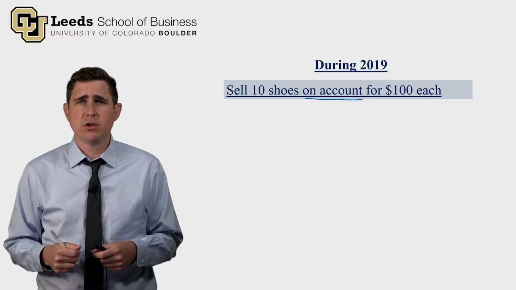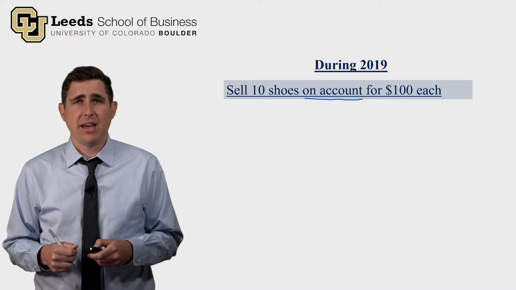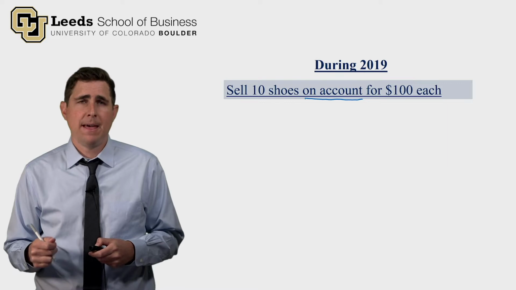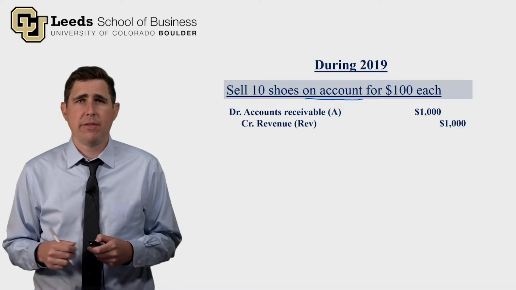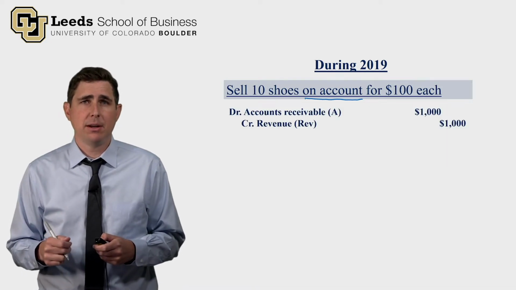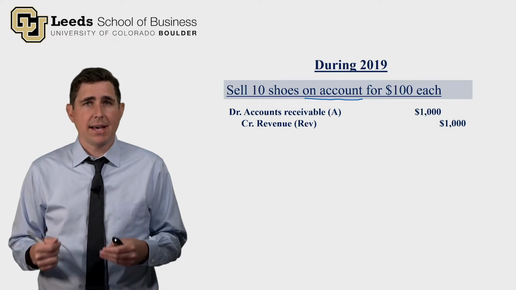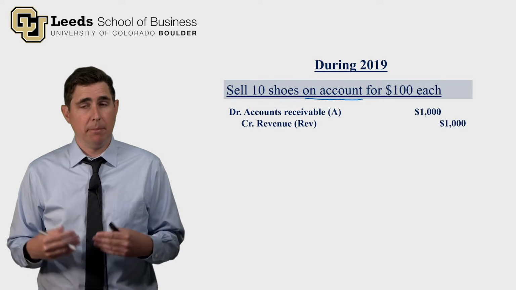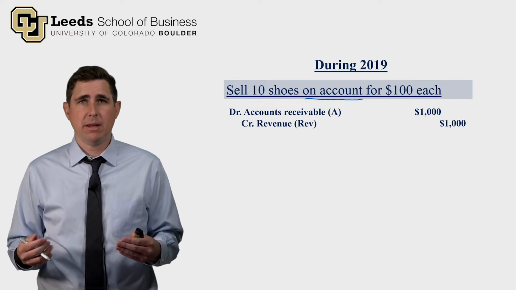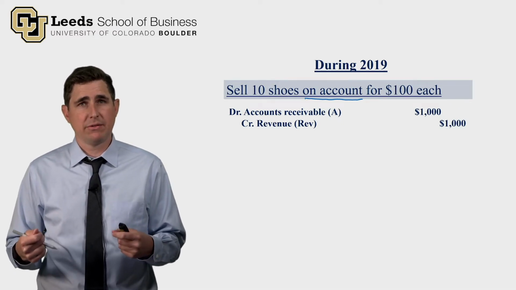So they sell 10 shoes for $100 each. That's $1,000, 10 times 100. They'll have to credit revenue for $1,000 and debit accounts receivable for $1,000. Accounts receivable is an asset. It represents a future benefit to the company that they should receive $1,000 of cash in the future.